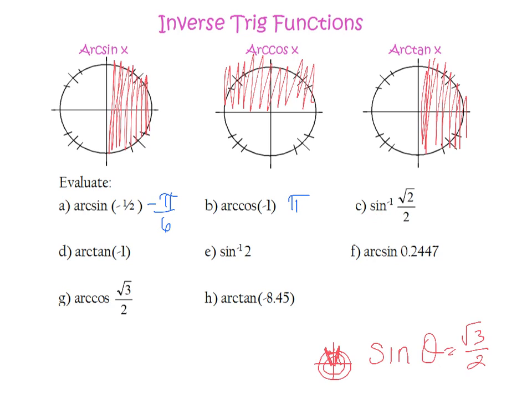Inverse sine of √2/2. So the angle whose sine is √2/2. Sine is going to be √2/2 at 45s. It would happen here, and it would happen here. But I have to use this quadrant. It's going to be pi/4.